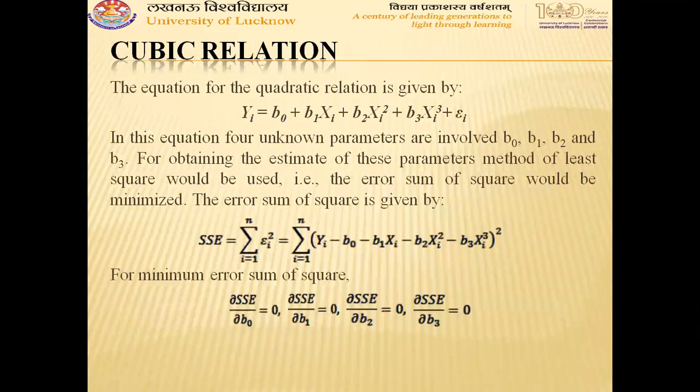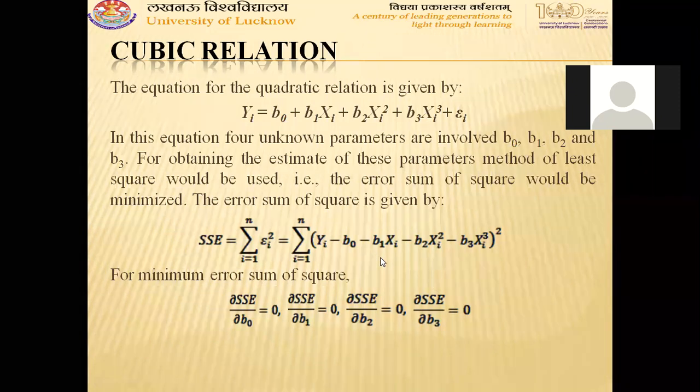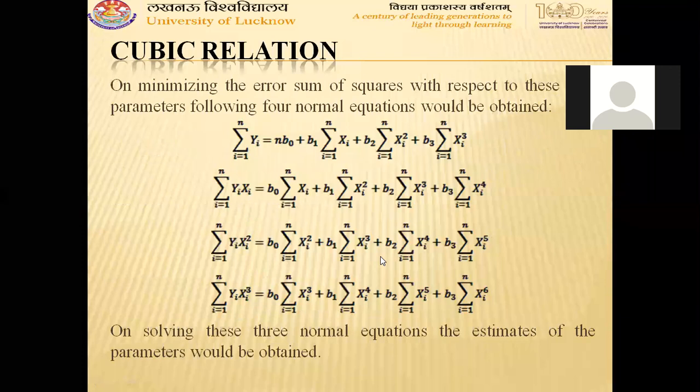Similarly, cubic relation can be used. Here the equation will be yi is equal to b naught plus b1 xi plus b2 xi square plus b3 xi cube plus epsilon i. And these can be easily solved with the help of normal equations. That is, summation yi is equal to n b naught plus b1 summation xi plus b2 summation xi square plus b3 summation xi cube and so on.